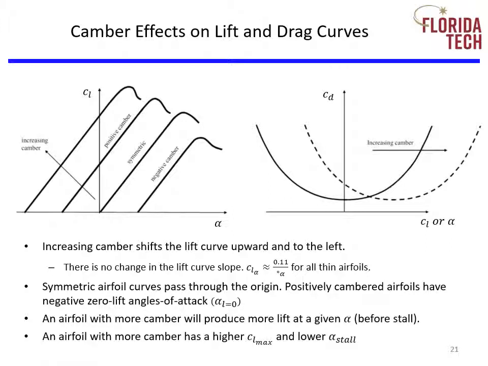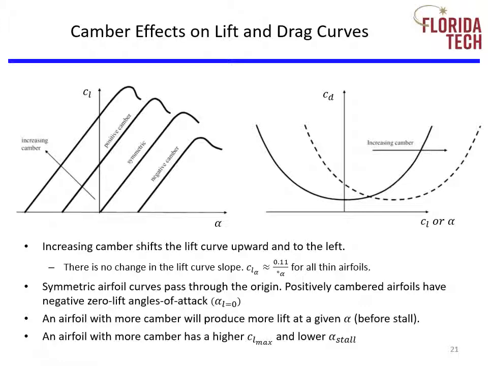Increasing camber shifts the lift curve upward and to the left. There is no change in the lift curve slope. Remember, CL alpha is always around 0.11 per degree alpha for all thin airfoils. Symmetric airfoil curves pass through the origin. Positively cambered airfoils have negative zero lift angles of attack.